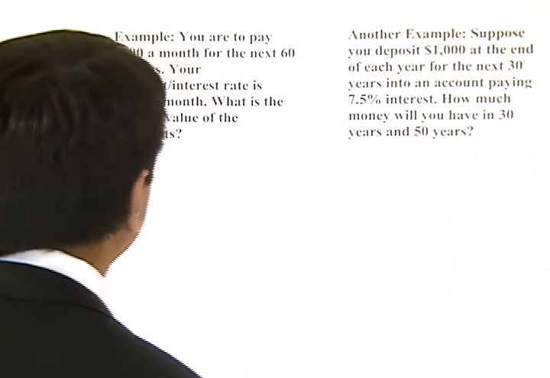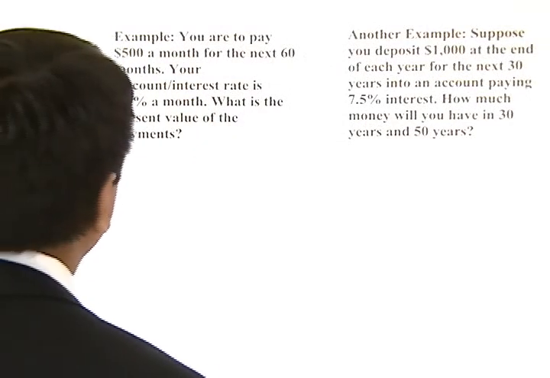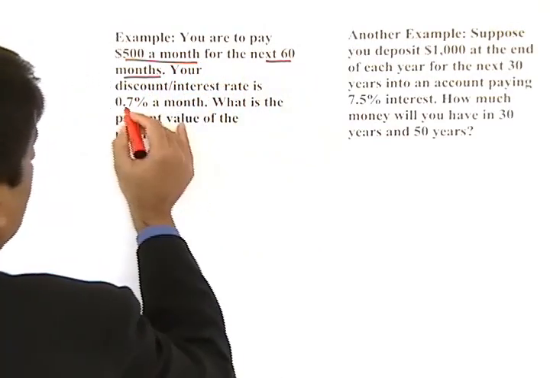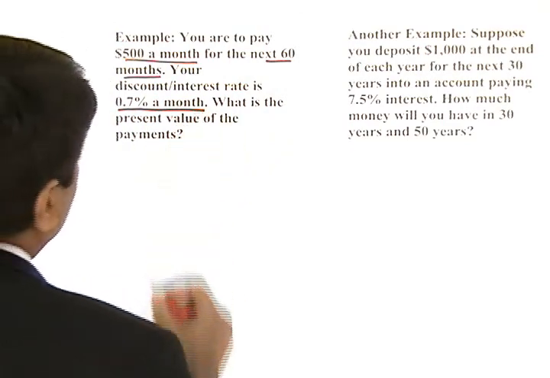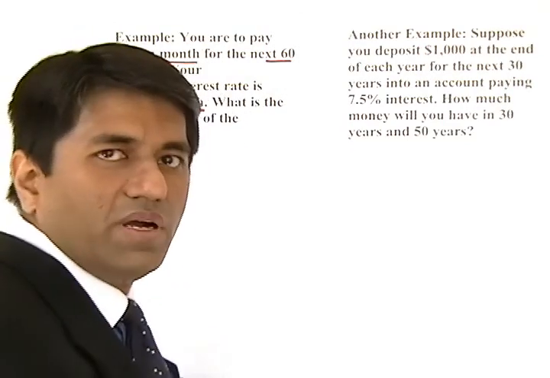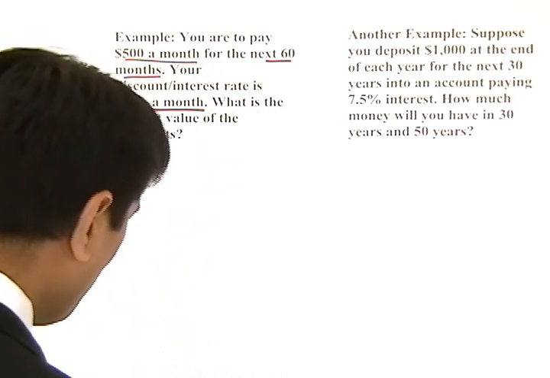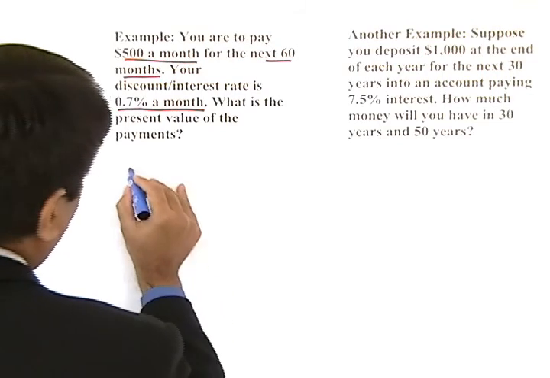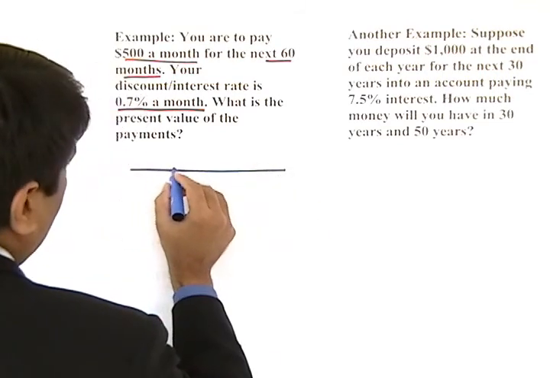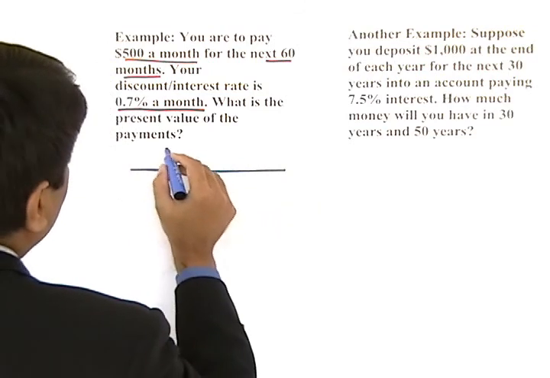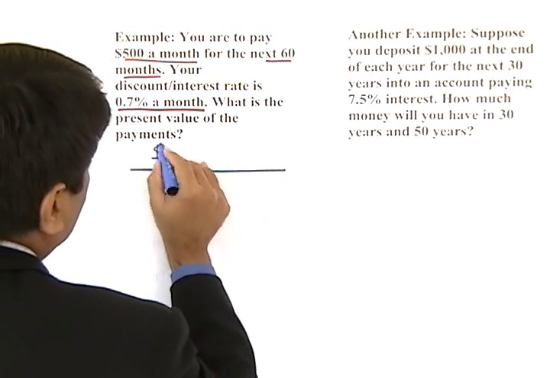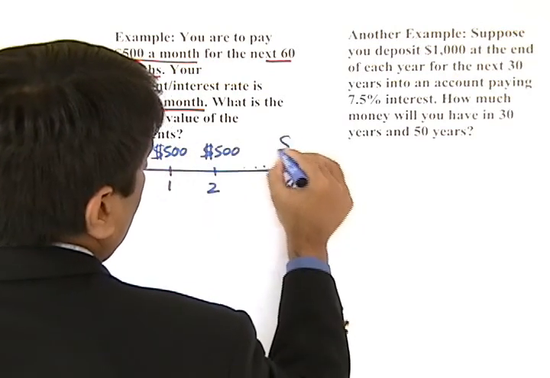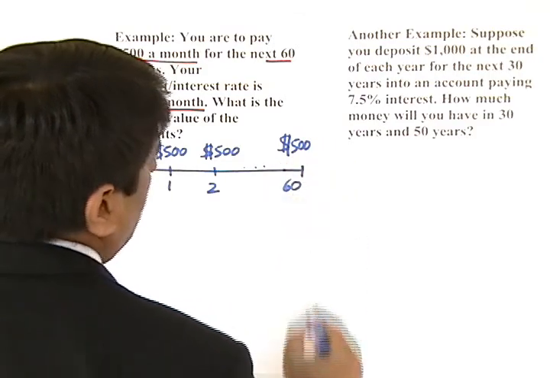So in the first example, we have $500 a month for the next 60 months. And the discount rate is 0.7% a month. So what you have is a timeline where each month there is a $500 payment till the 60th month, when there is a final $500 payment.